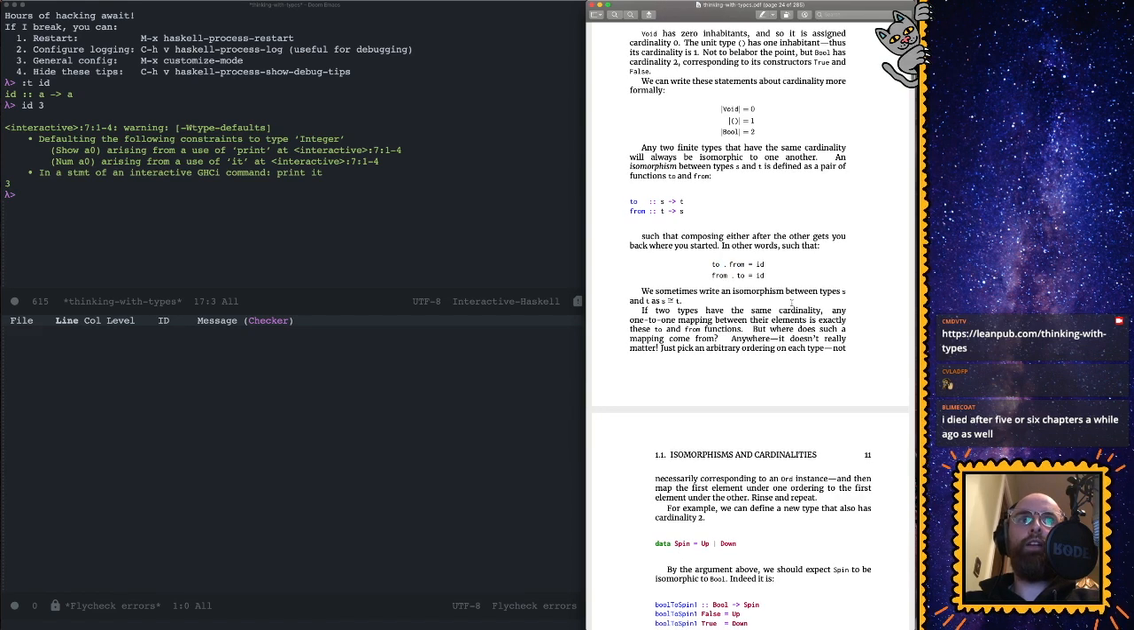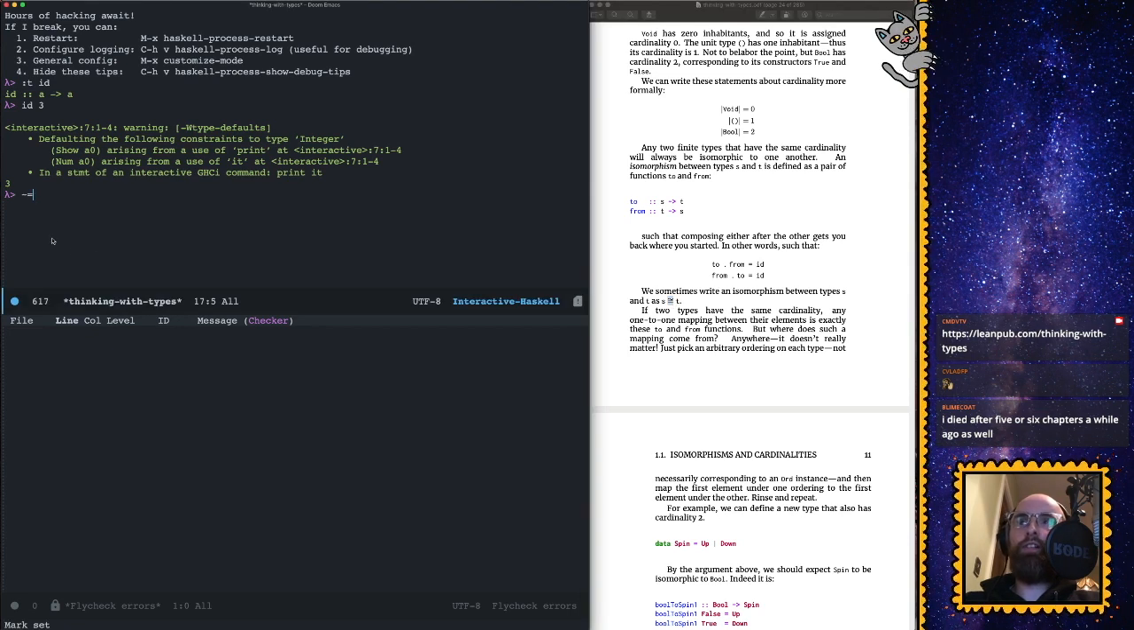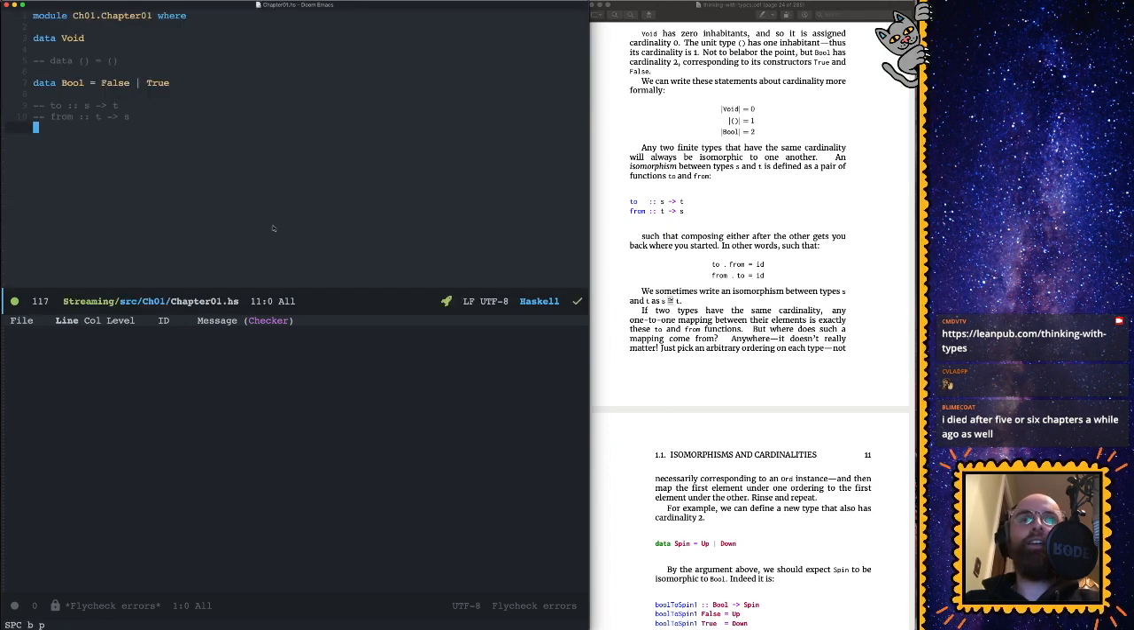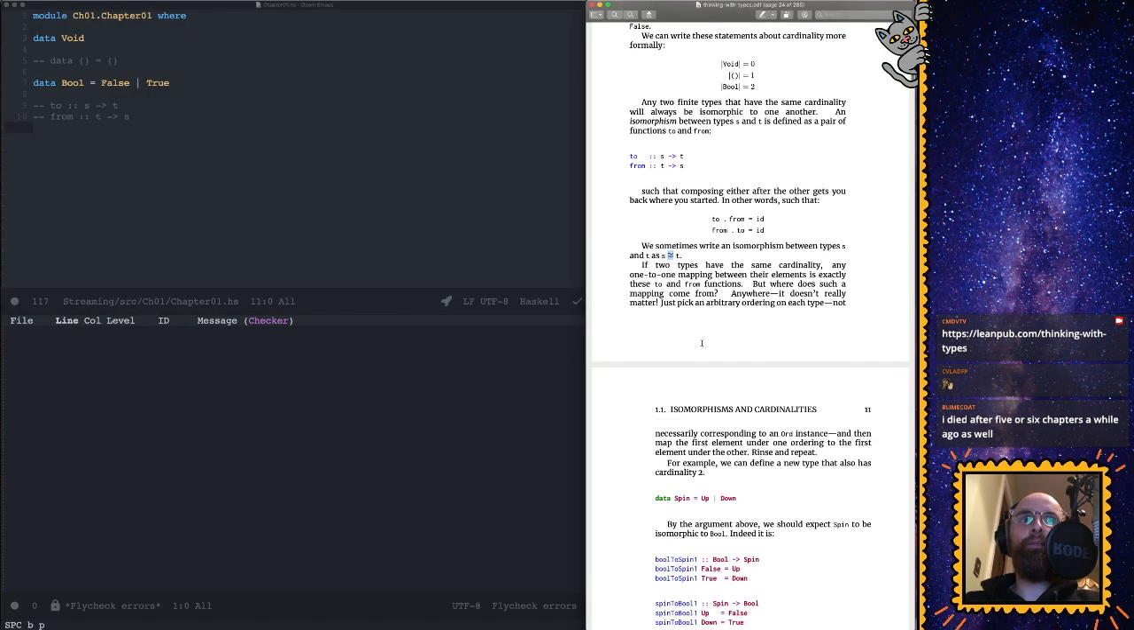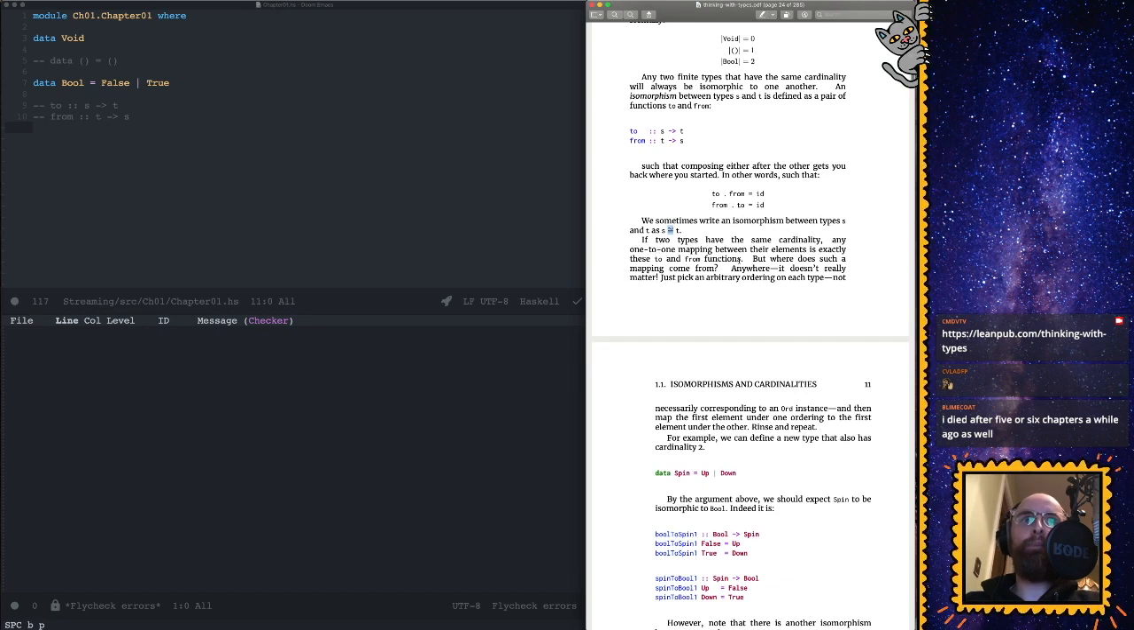We sometimes write an isomorphism between types S and T as this little symbol, which is kind of like an equals. Didn't know it'd even work. So if two types have the same cardinality, any one-to-one mapping between their elements is exactly these to and from functions. But where does such a mapping come from? Anywhere. It doesn't really matter. So just pick an arbitrary ordering on each type.